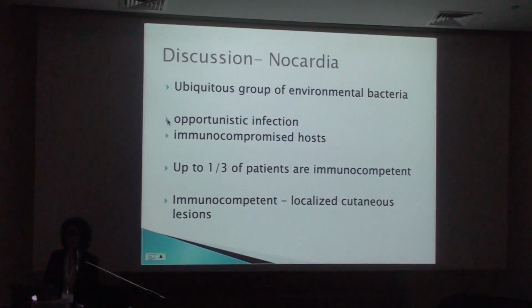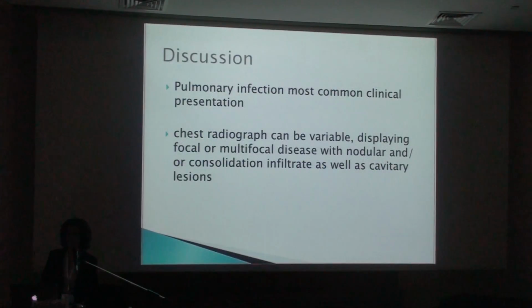So Nocardia is a ubiquitous group of environmental bacteria. It's an opportunistic infection that usually affects immunocompromised hosts, but up to 1/3 of the patients are immunocompetent, as in this case, and usually they cause localized cutaneous lesions. Pulmonary infection is the most common clinical presentation.